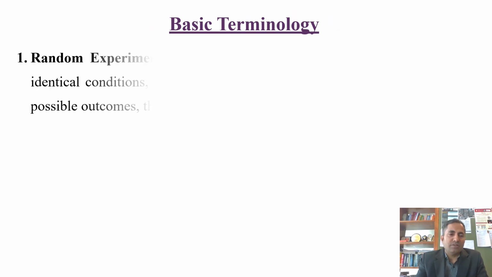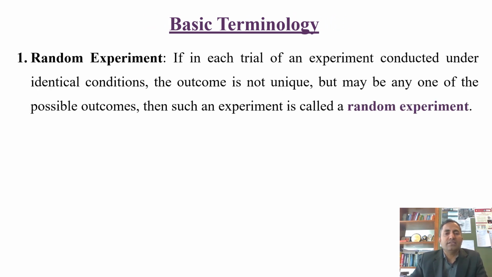Now some basic terminology that we can define here. As I told you earlier, the random experiment. What is a random experiment? It is the trial of an experiment conducted under identical conditions where the outcome is not unique, but may be one of the possible outcomes. We are not sure about the outcome. Such a type of experiment is known as a random experiment.